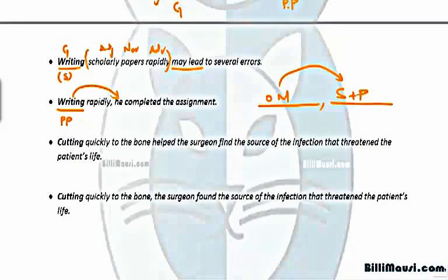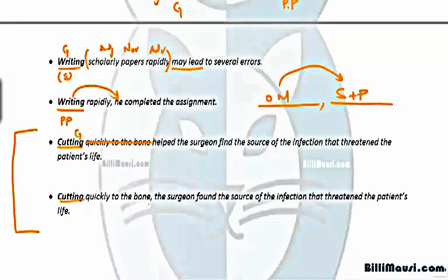Hope it's clear. Cutting quickly to the bone helped the surgeon find the source of the infection that threatened the patient's life. Once again, cutting is the gerund. We can actually remove this entire phrase: cutting helped the surgeon find the source of infection. Okay, these two are important. Let's see them very carefully.